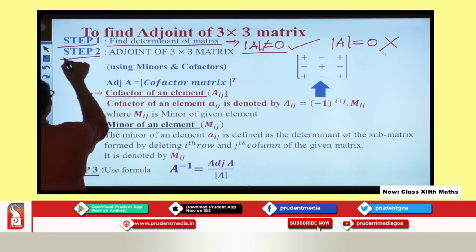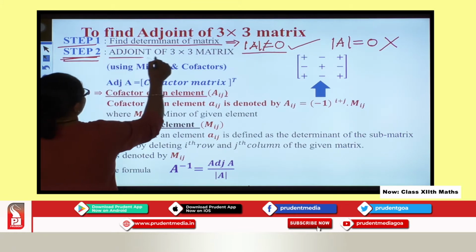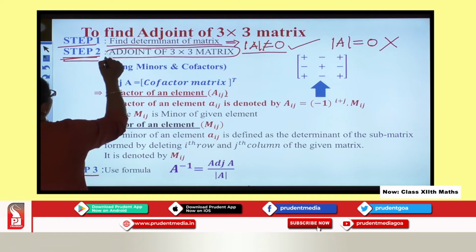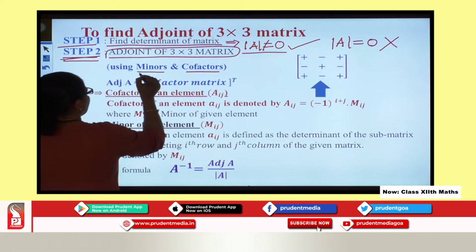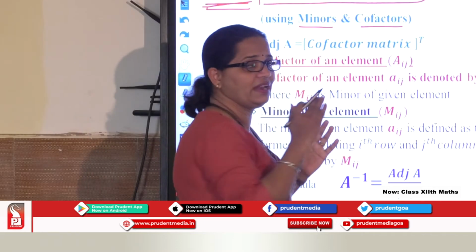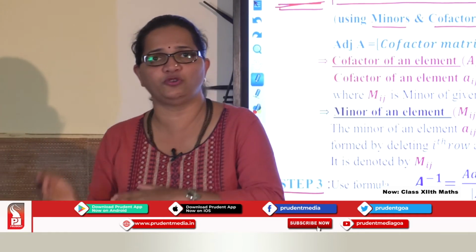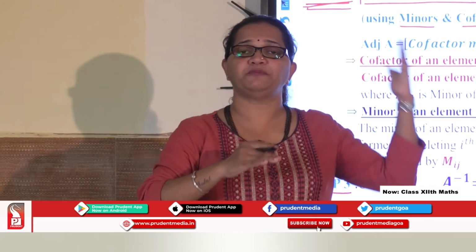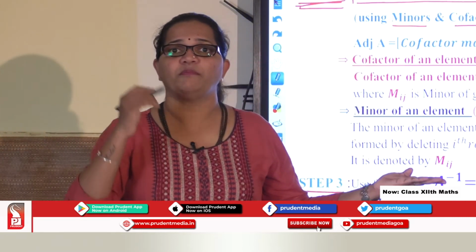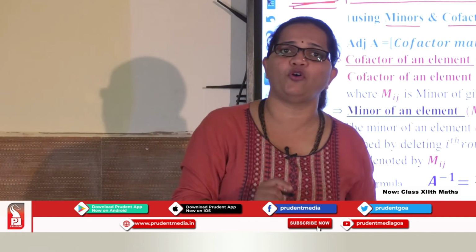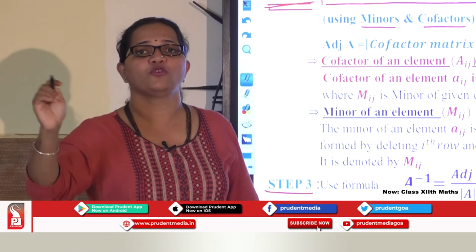Okay, let us proceed further with the next step, that is step 2. Now I am talking about the adjoint of a 3 by 3 matrix. So here I use 2 terms. You can see minors and cofactors. So when I talk about finding the adjoint of a matrix of order 3, I don't follow the procedure I followed in the previous case, but I proceed by finding minors and cofactors. So let us look at what these minors and cofactors are.